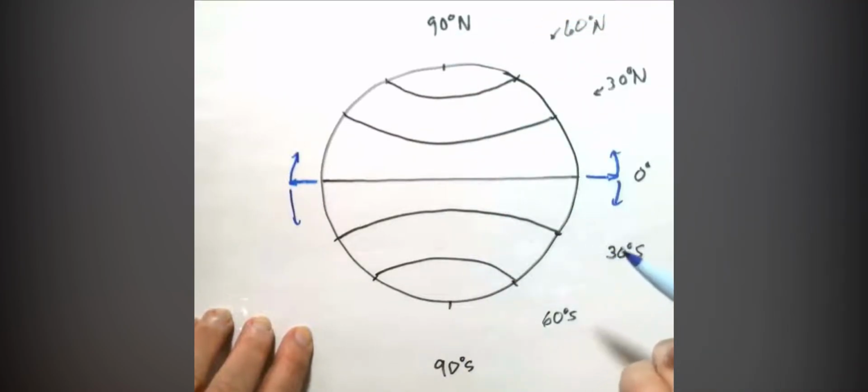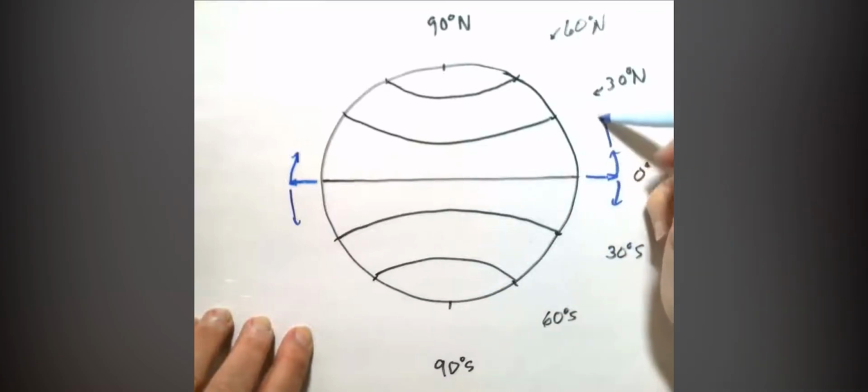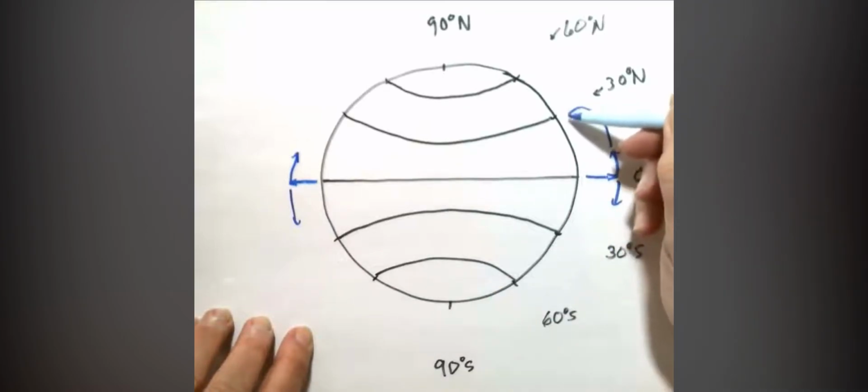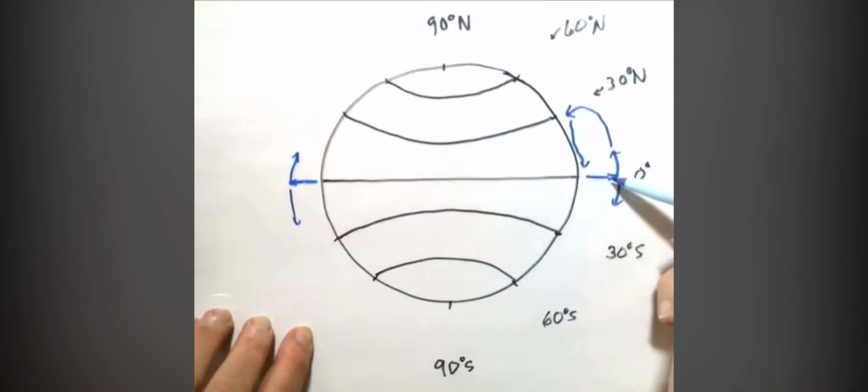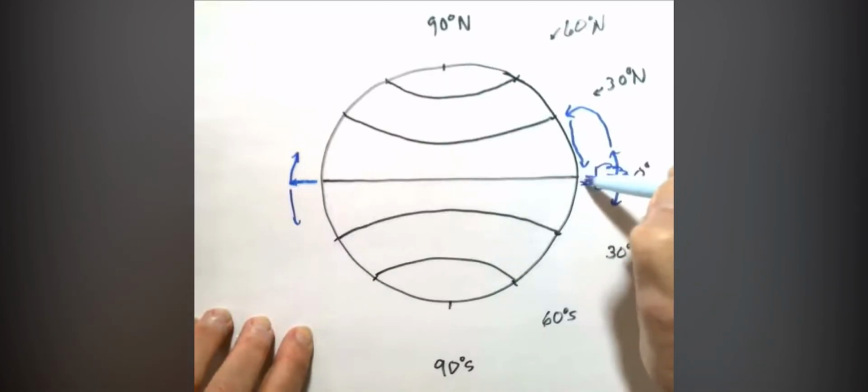But because the Coriolis effect is happening, the Earth is spinning on its axis, it can only get up to 30 degrees, and then it cools off enough to sink. Now it's cold air sinking. So here at the equator we have rising air. As the air rises, it condenses because it's going higher in the troposphere. So we're going to build some clouds here and some rain.